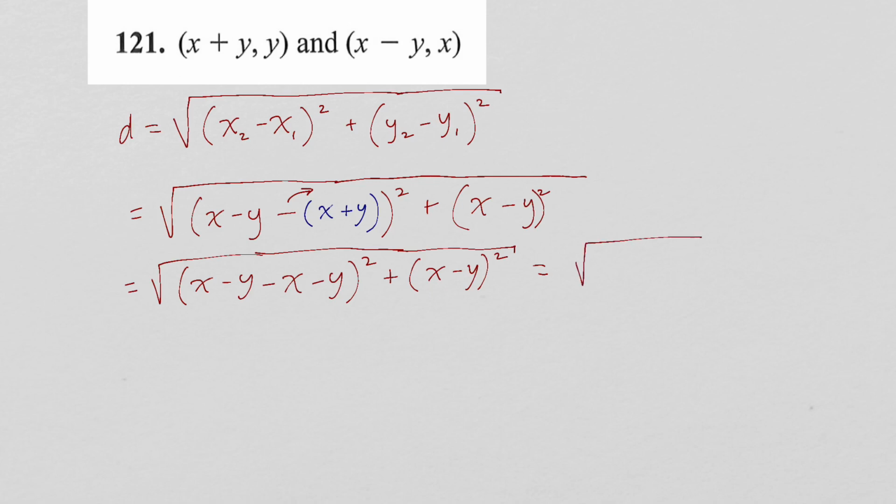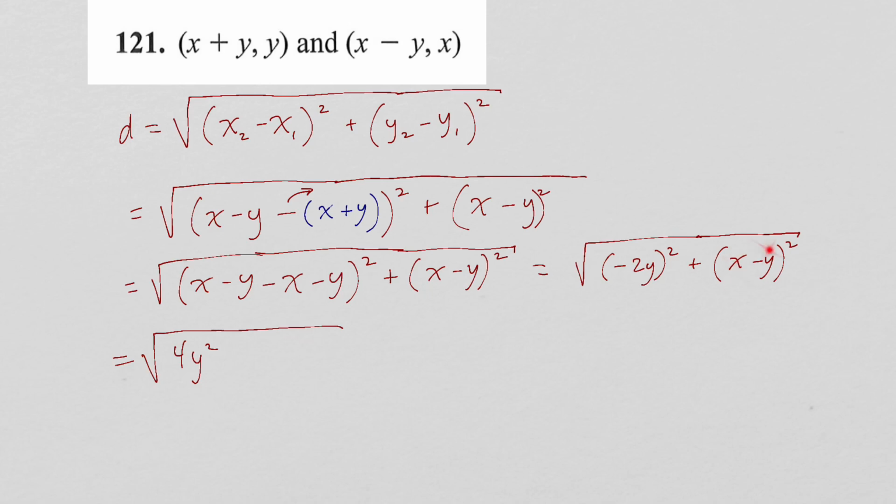the square root of negative 2y. That's because the x's go away, but I have negative y, which is negative 2y squared plus x minus y squared. This is getting kind of silly, but this becomes a positive 4y squared.